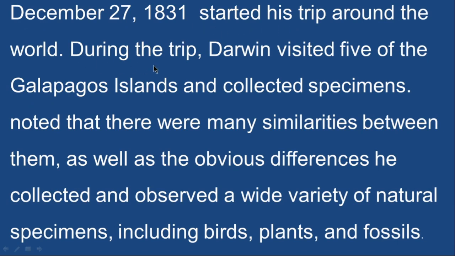During the trip, Darwin visited five of the Galapagos Islands and collected specimens. He noted that there were many similarities between different types of flora and fauna, or plants and animals, as well as obvious differences. When he observed the different flora and fauna of the different islands in the Galapagos area, he saw similarities between different species found in that area, as well as in Europe.